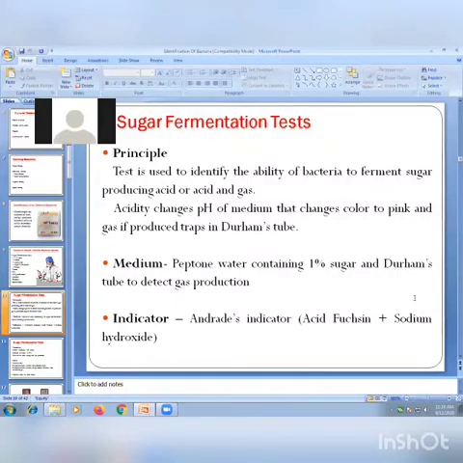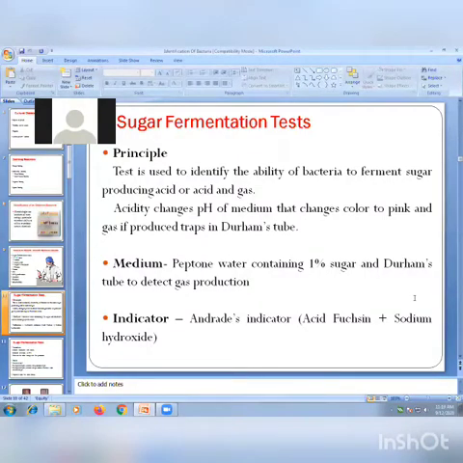What is the principle? The test is used to identify the ability of bacteria to ferment sugar, producing acid or acid and gas. A few bacteria produce only acid, a few produce both acid and gas, and a few are negative, non-fermenters. Acidity changes the pH of the medium, which changes the color to pink, and gas production is trapped in a Durham's tube. The medium uses peptone water containing 1% sugar and a Durham's tube to detect gas production.